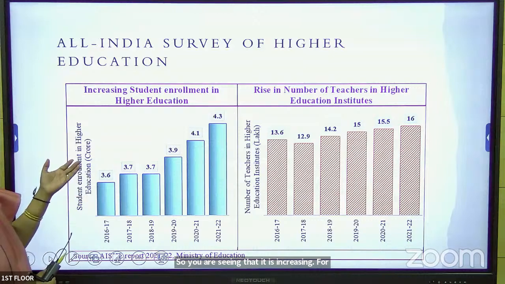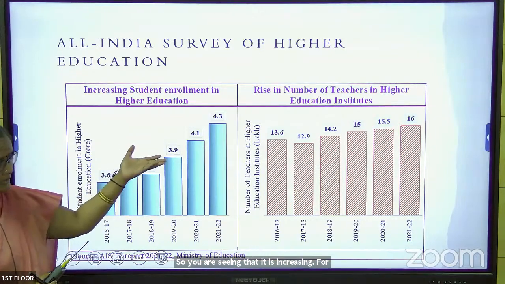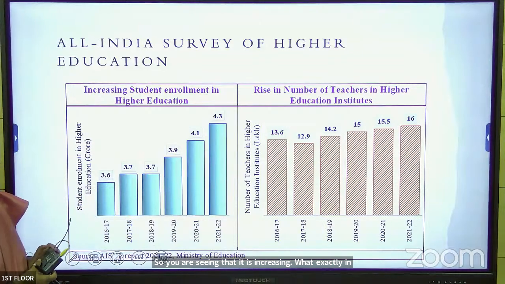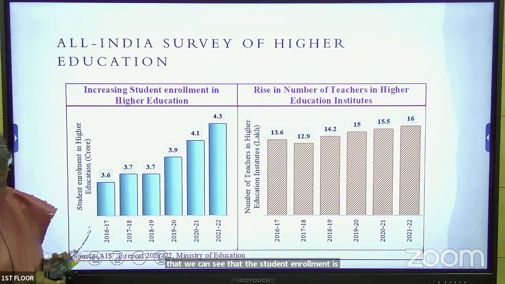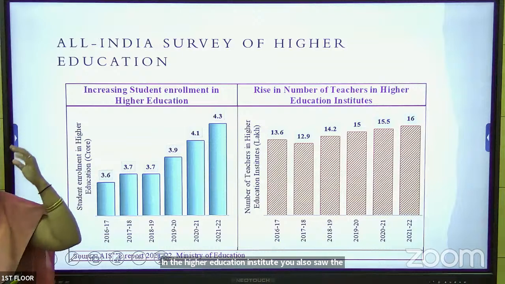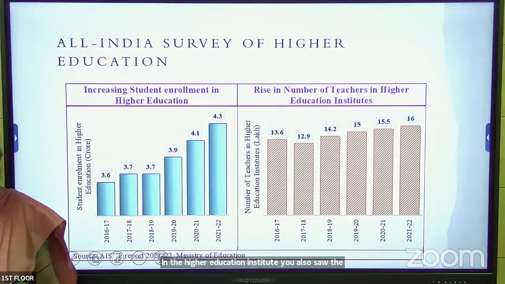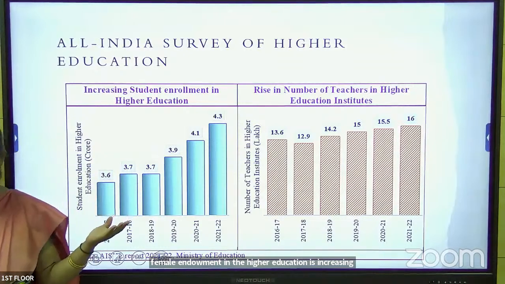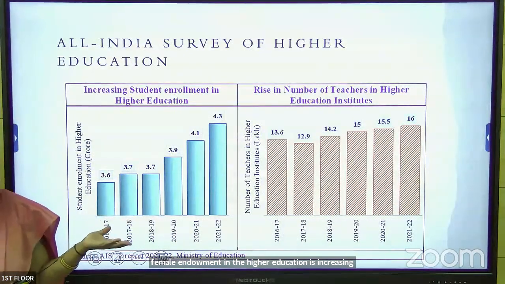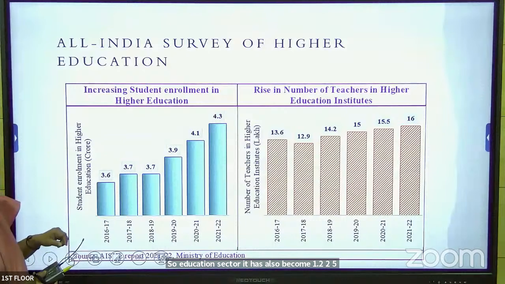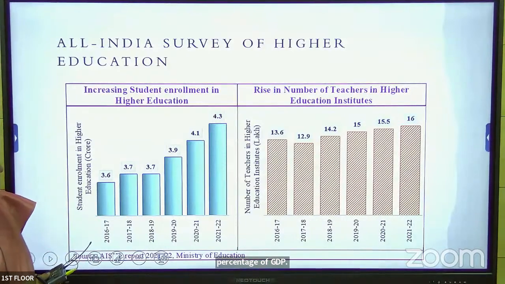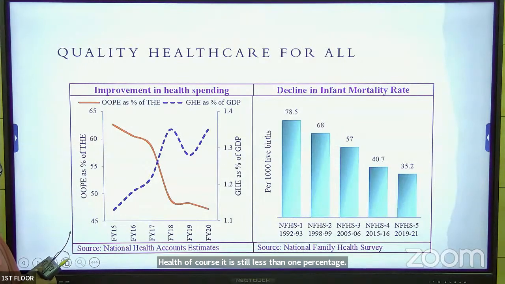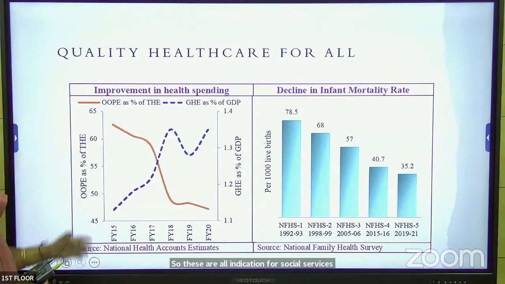What exactly is in that? We can see that the student enrollment is increasing, the number of teachers is increasing in the higher education institutes. You also saw the female enrollment in higher education is increasing. So the education sector has also become 1.25% of GDP. Health, of course, is still less than 1%. So these are all indications of social services becoming better.